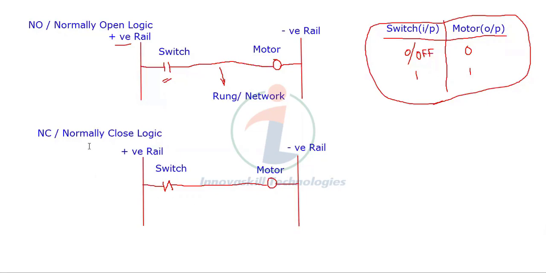So in the same way, I'm going to use NC now, normally closed logic. If I use normally closed here, what will happen to the input and output? What will happen to the output condition? That we will discuss now.